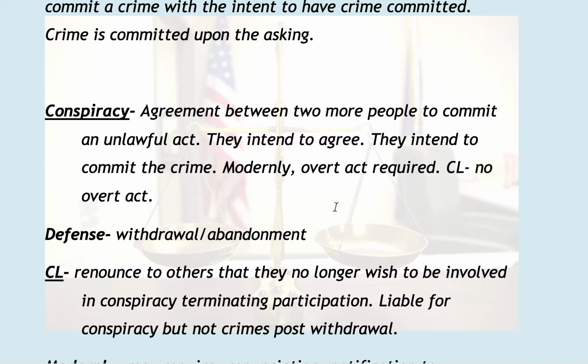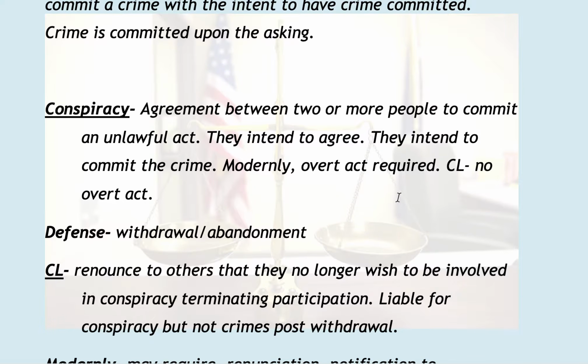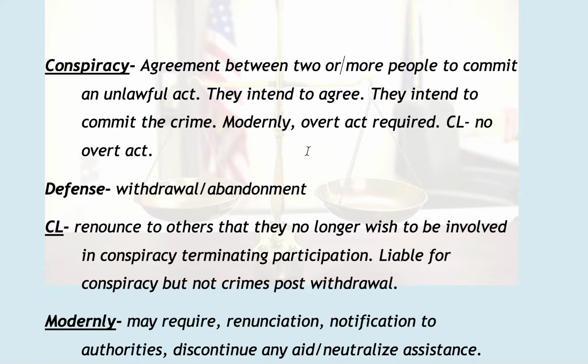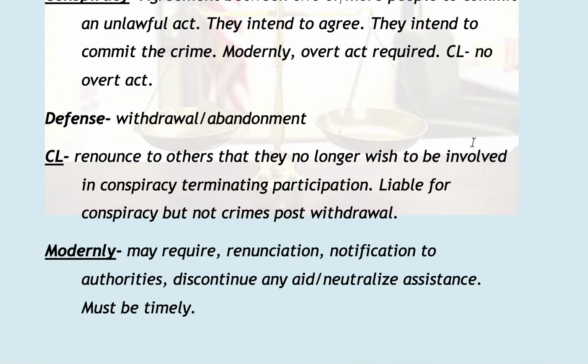Okay, remember now, conspiracy is an agreement between two or more people to commit an unlawful act. They intend to agree, and they intend to commit the crime. Modernly, an overt act is required. At common law, no overt act.